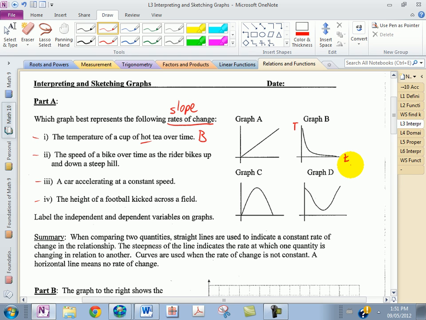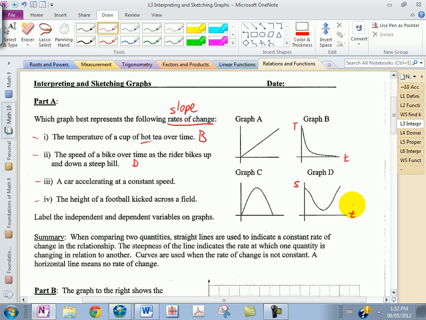Good. What about the speed of a bike as it goes up a hill and then down? I don't know. What do you think? As you're going towards the hill, what are you going to try and do? You're going to try and go up a hill, which is going to slow you down. When you go up it, your speed goes down. Exactly. So you're going up the hill, your speed's decreasing, you get to the top, and then your speed increases. So this is definitely D. And so we're going to be graphing speed, which is the letter S, versus time. Okay.